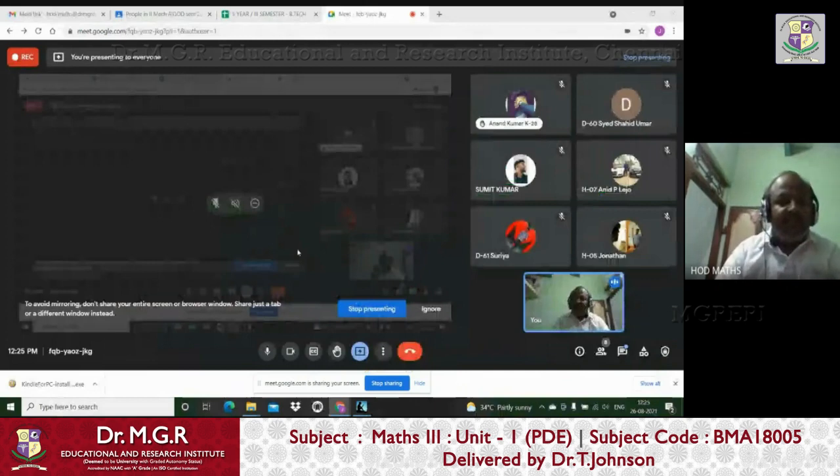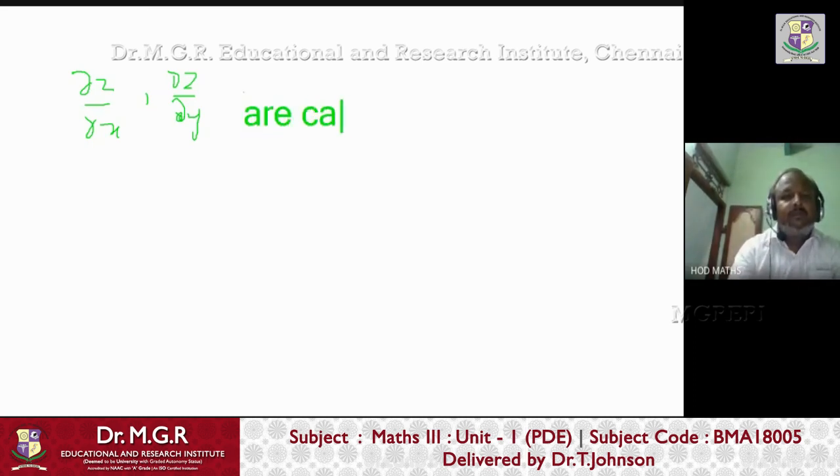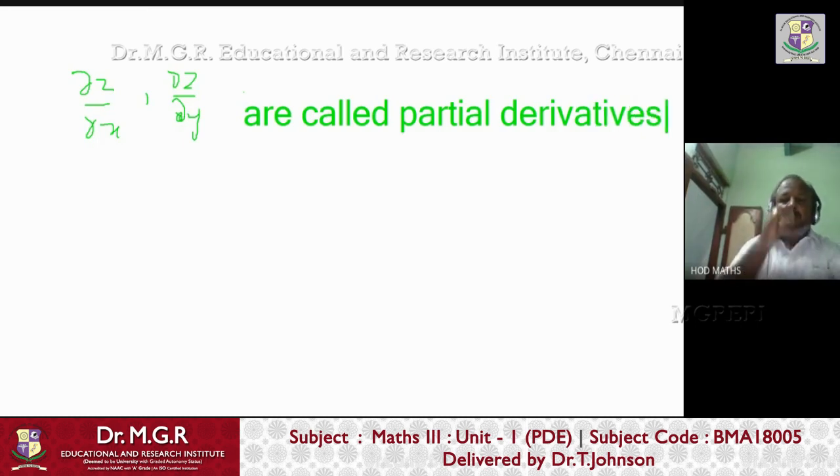I will write in a separate screen. So dou z by dou x and dou z by dou y are called partial derivatives. The word itself, partiality, means you are only doing it for one thing. You are not bothering about the other thing.